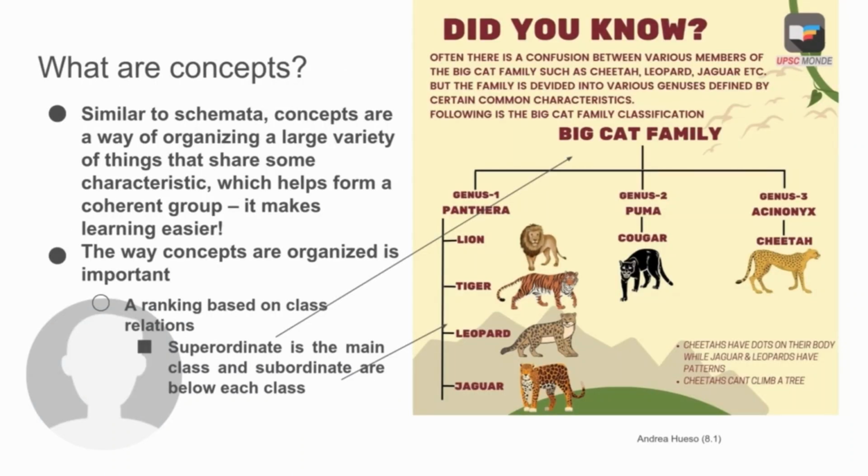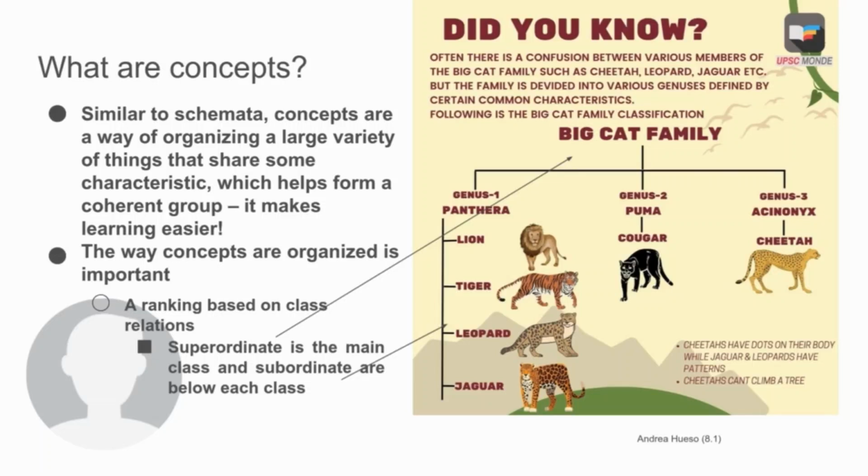So, what are concepts? Similar to schemata, concepts are a way of organizing a large variety of things that share some characteristic, which helps form a coherent group. So it makes learning easier rather than remembering every individual example within a group. You basically just aggregate these items that share similar characteristics.